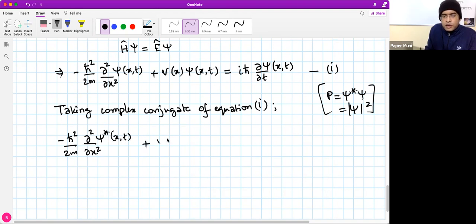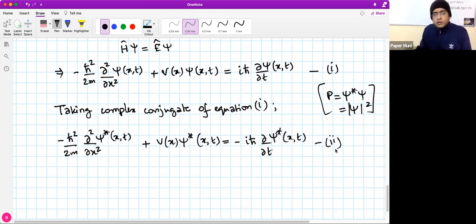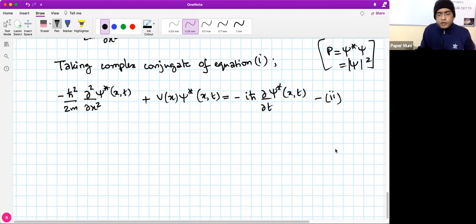And V is real here. We are assuming that V is real, because it's a real physical quantity. The wave function can be complex. Now this is psi star (x, t). Let's call this equation 2. So we got the psi star from this equation.